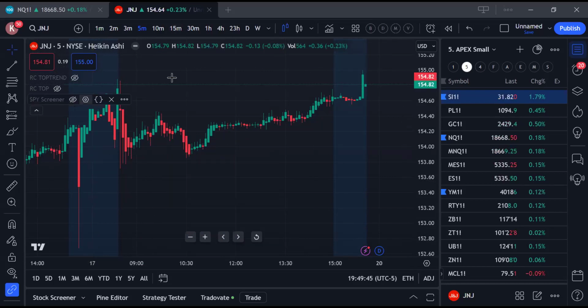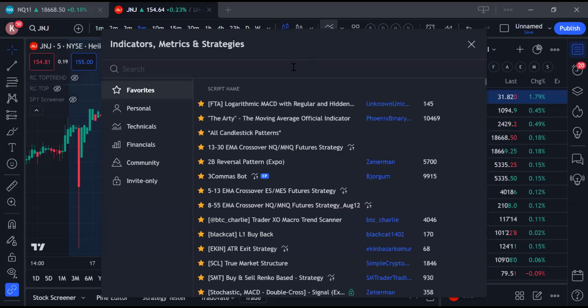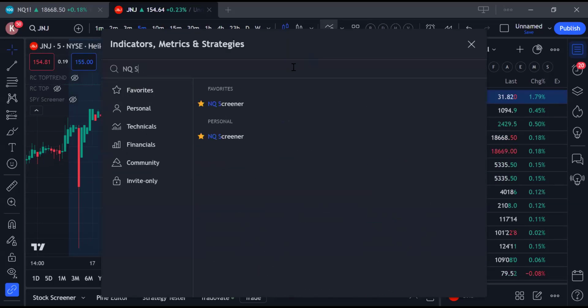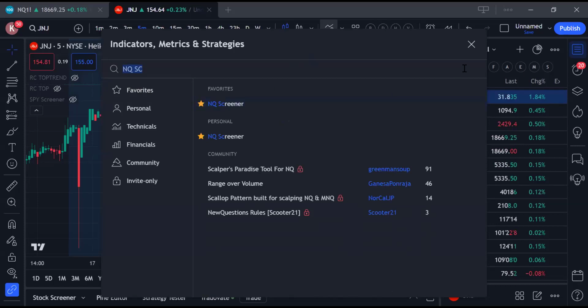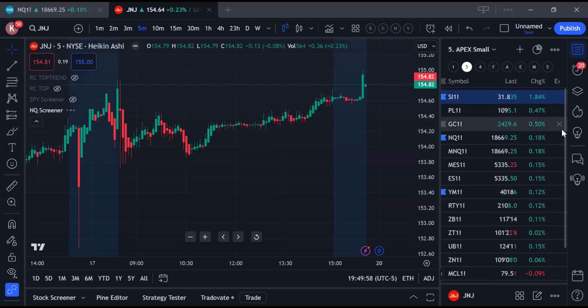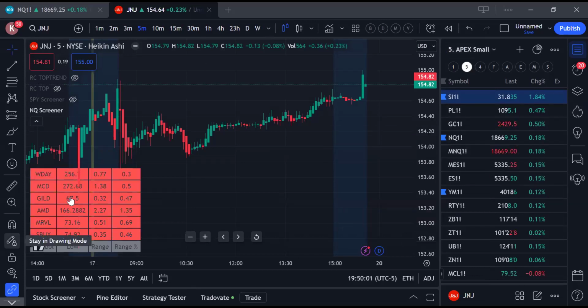In the same way, right? For example, you want to take NQ instead of SPY because NQ is more profitable. You can add NQ screener. Right? NQ screener, for example, Workday, McD, GILD, AMD, Marvel, Starbucks, all of them were down on Friday morning. At the end of the day, all of them went up. Right? So you can buy calls or you can sell puts on them. You will make nice profits by end of the day.